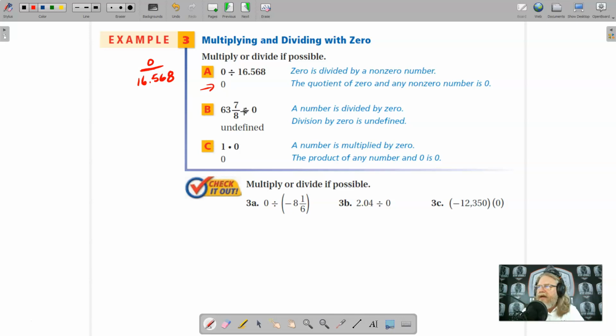Here we have some number they're trying to divide by 0. Remember, this is what we call undefined. And any number times 0 is equal to 0. I think we pretty much got that covered. Let's skip these examples here.